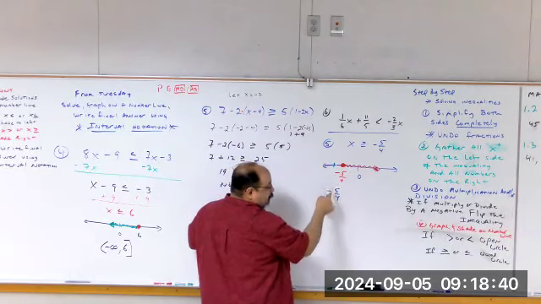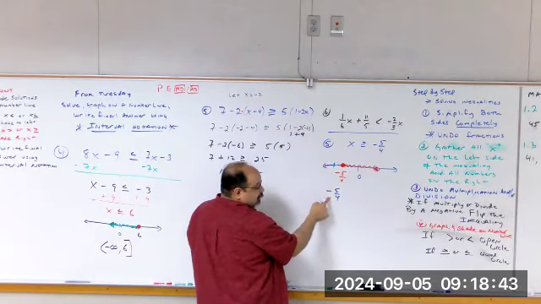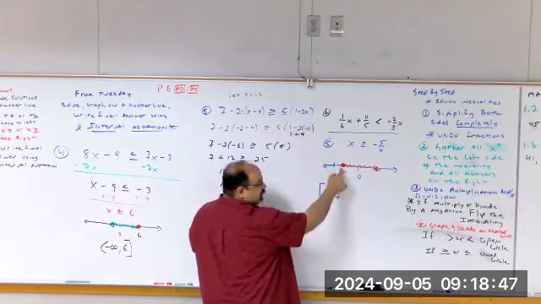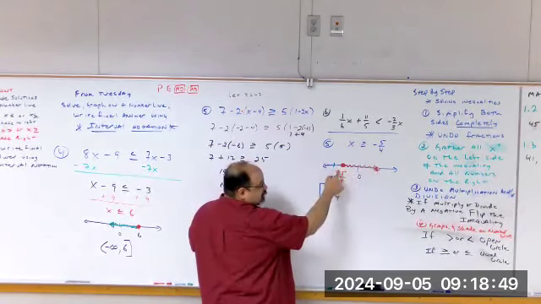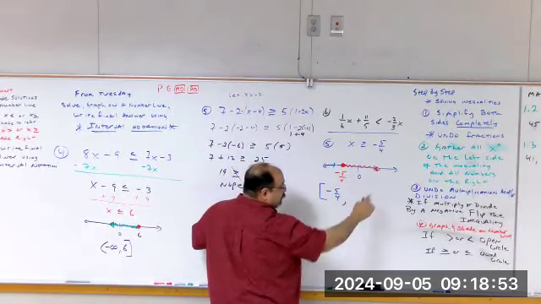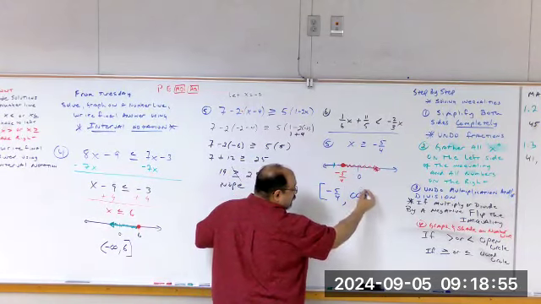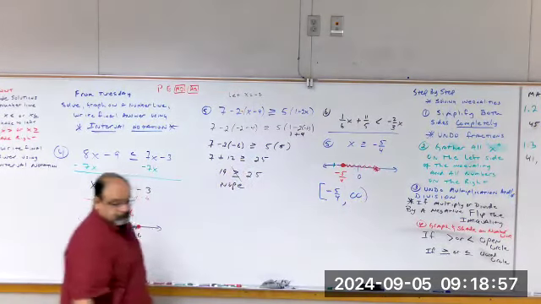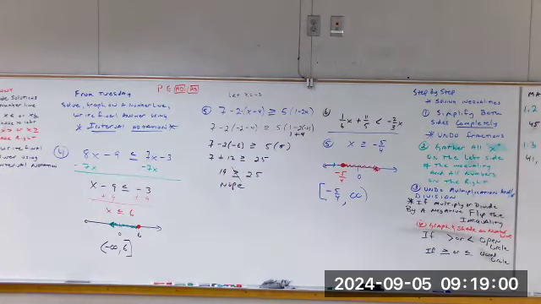Is this a bracket or a parenthesis on the -5/4? Bracket. It's a bracket because it's equal to. It's a solved term. And then it's going to go all the way forever to the right, and down there to the right is infinite. So that would be the answer using interval notation.